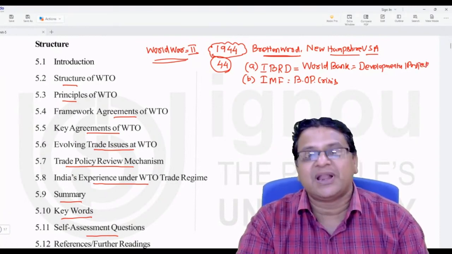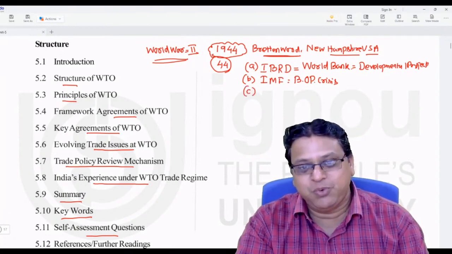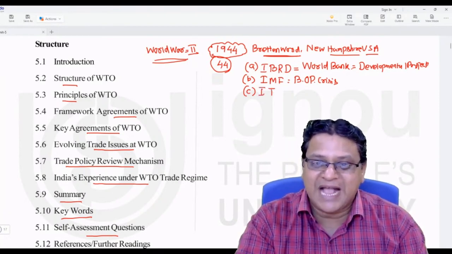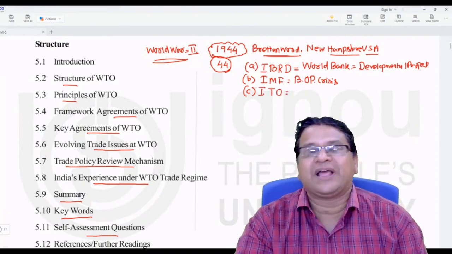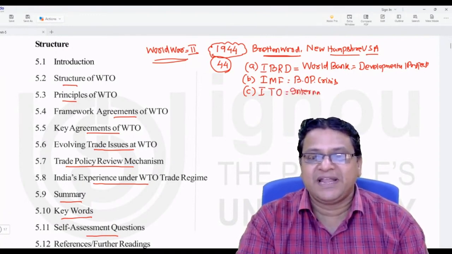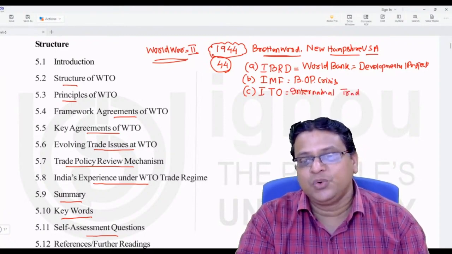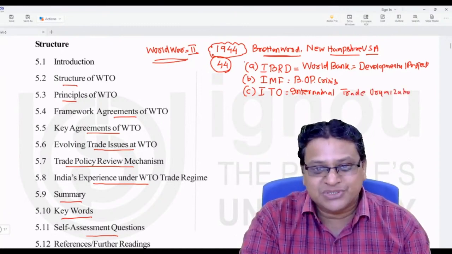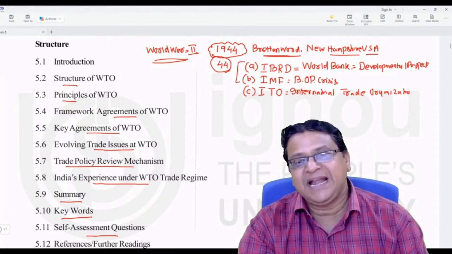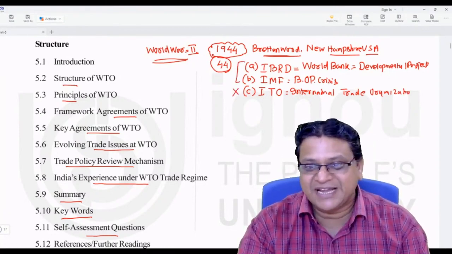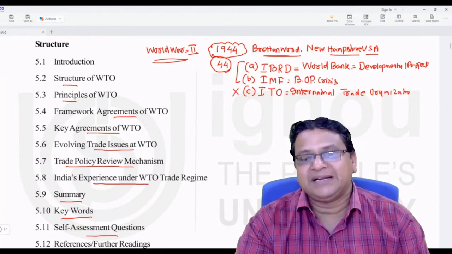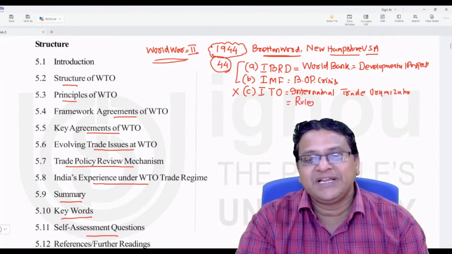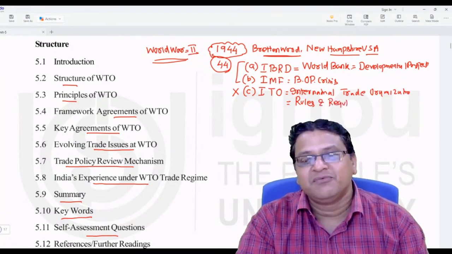Apart from these two institutions, these 44 countries decided to set up one particular organization. That organization is known as ITO, International Trade Organization. So the countries decided to set up three institutions, but only two institutions were formed, IBRD and IMF. But ITO, International Trade Organization, was planned as a permanent institute which will frame rules and regulations for international trade.